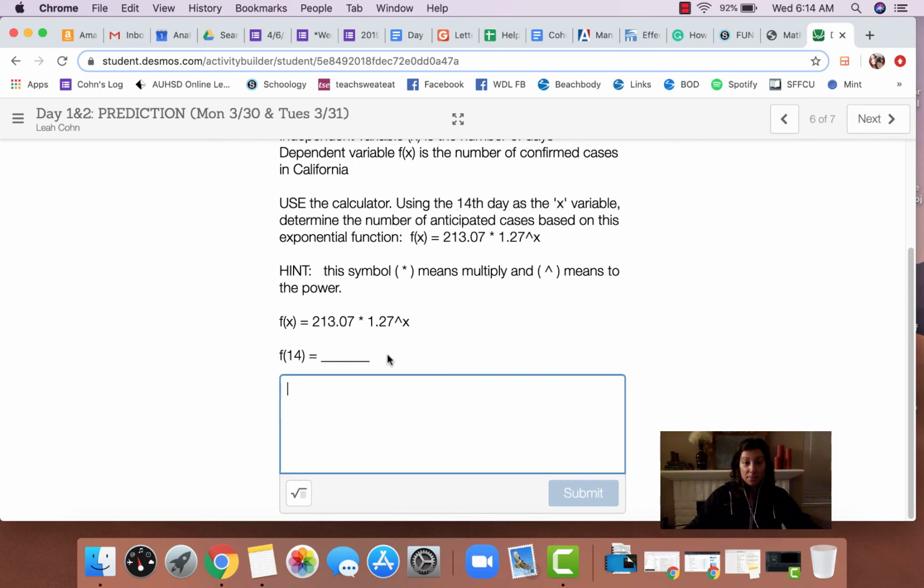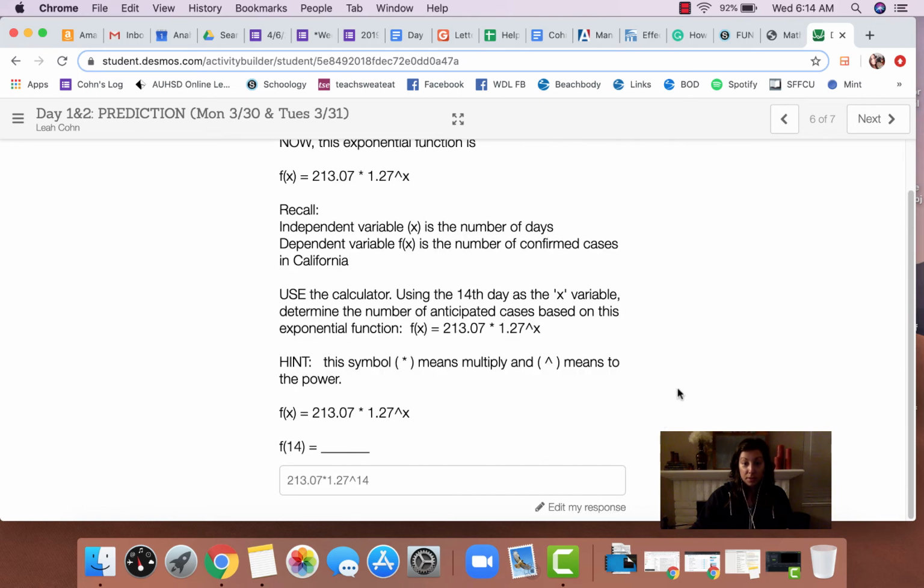So right here, I'm going to type in that function: 213.07 times 1.27 to the 14th day. That's the information that I needed to figure out. That's my function. I submitted my response. Oh, I'm sorry. We should type what it equals to.